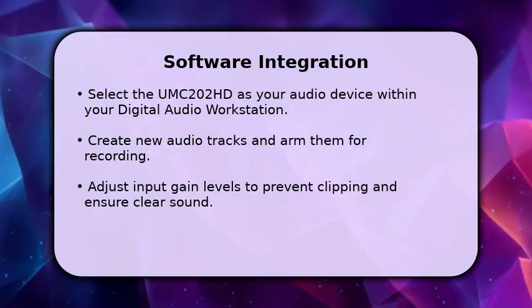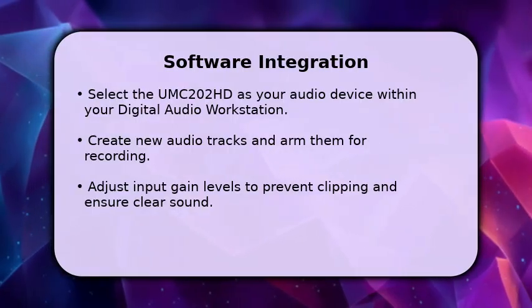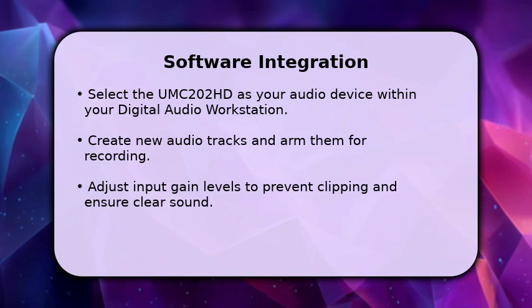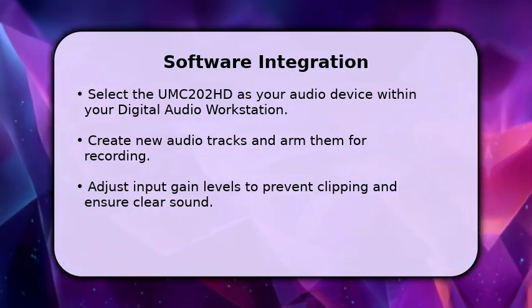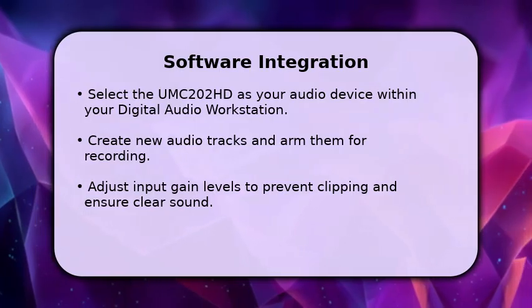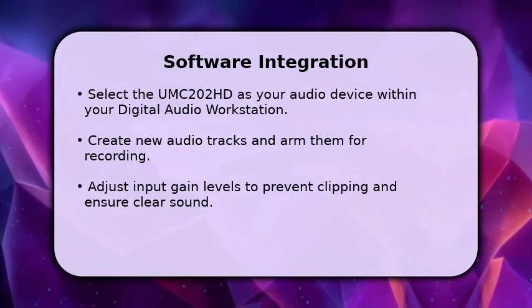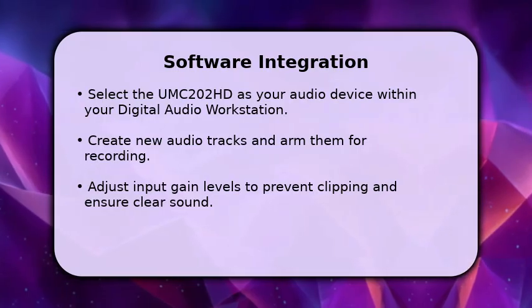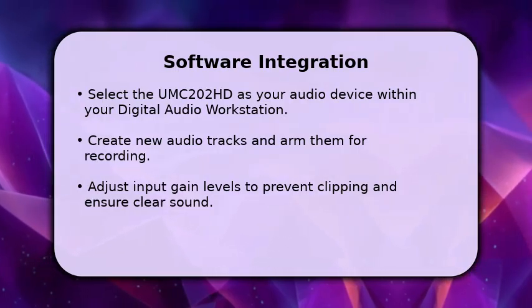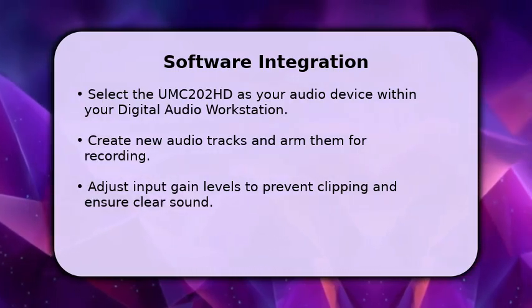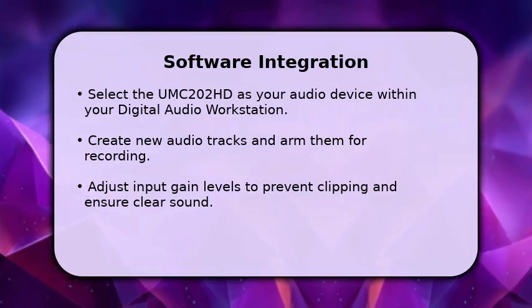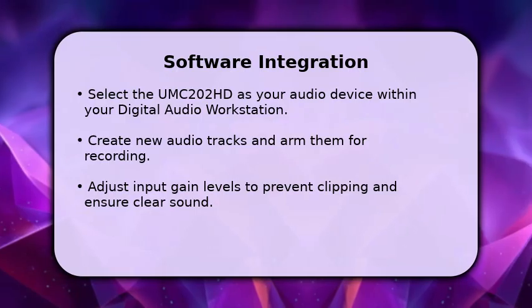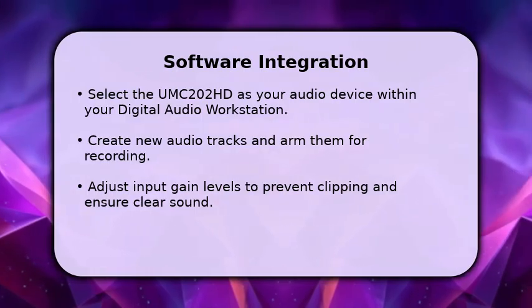Finally, integrate your UMC202HD with your preferred digital audio workstation, or DAW. Open your DAW's audio settings and select the Behringer UMC202HD as your input and output device. Create new audio tracks and arm them for recording. Use the gain knobs on the interface to set appropriate input levels, aiming for signals around -6 to -12 decibels to avoid clipping. You are now ready to record high-quality audio.